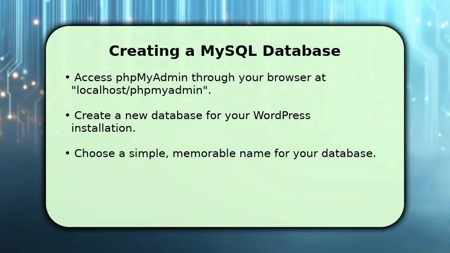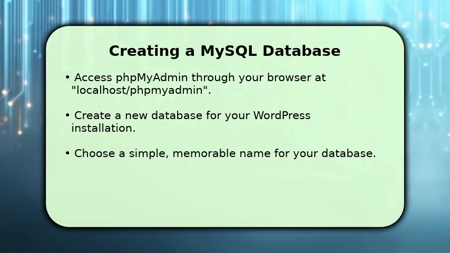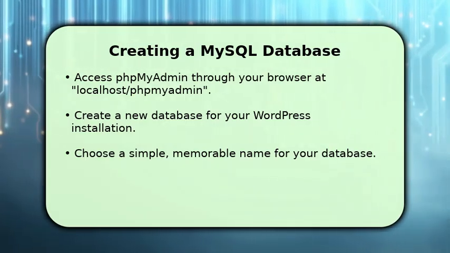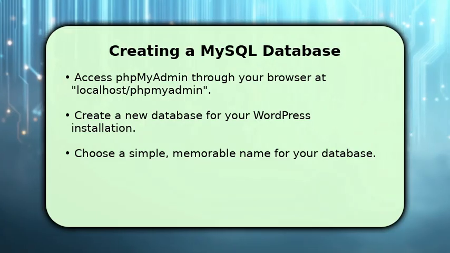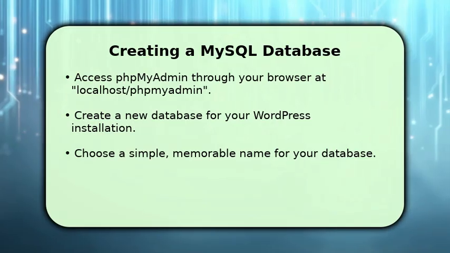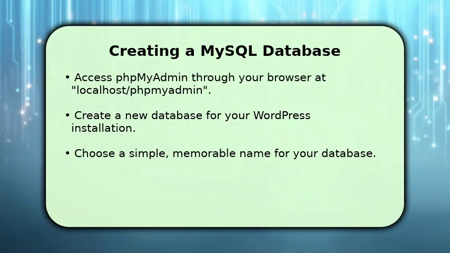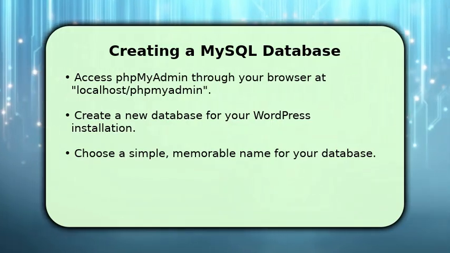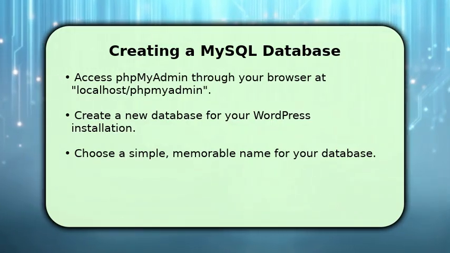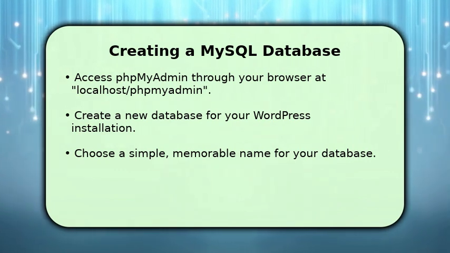Open your web browser and go to localhost/phpMyAdmin. This is the interface for managing your MySQL databases. On the left-hand side, you'll see an option to create a new database. Click on it. Enter a name for your database, something straightforward like WordPress DB or MyProject DB, and then click Create. You don't need to worry about users or passwords for a local setup right now.